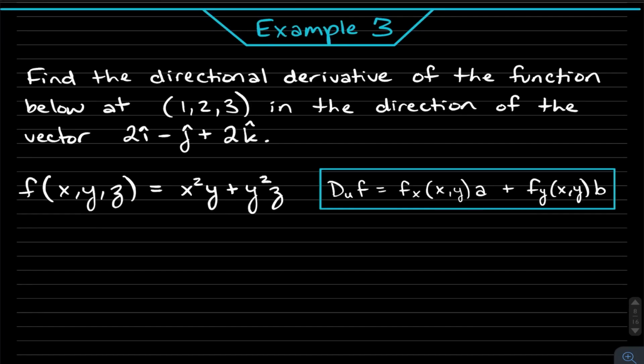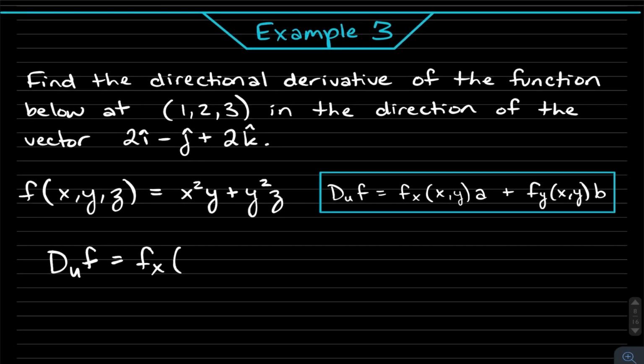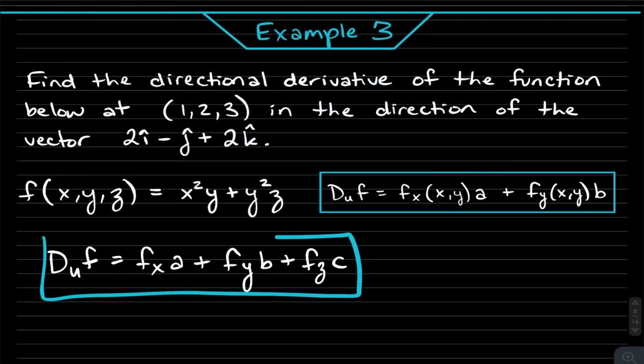And so now what happens to our formula? Well, let's find out. Our formula is actually just going to stay mostly the same. You're still going to have the partial derivative with respect to x times a, and then the partial derivative with respect to y times b. But now you're going to have a z component: the partial derivative with respect to z times c. And that is basically it. So that is going to be our new formula here, and I'll put a rectangle around that.